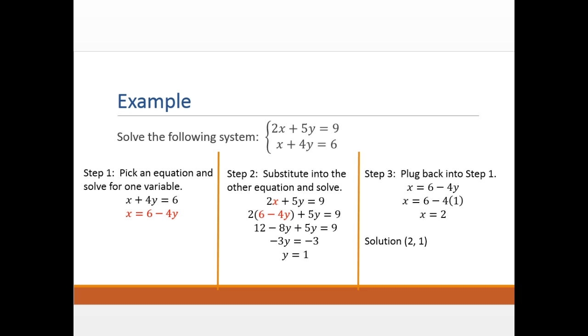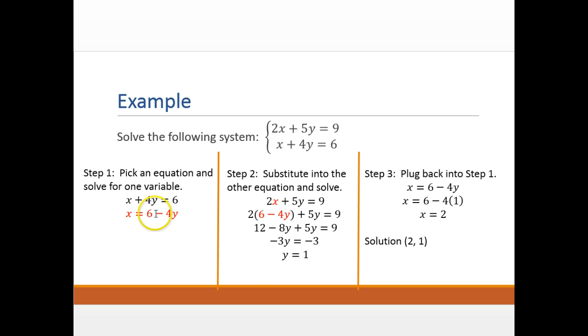Let's see how this works. I have two equations. This is a system of equations. I know it's a system because there are two or more. I have 2x plus 5y equals 9 and x plus 4y equals 6. I'm going to pick one equation and one variable. Notice this bottom equation has an x coefficient of 1, so I'm going to pick the bottom equation and solve for x. I have x plus 4y equals 6, so x equals 6 minus 4y.